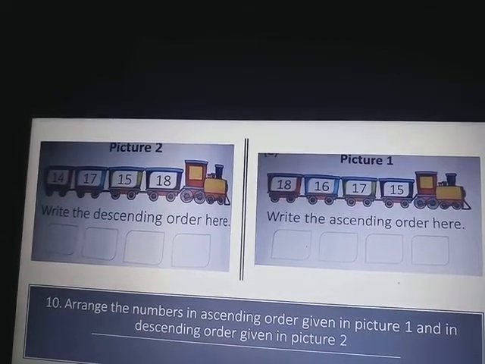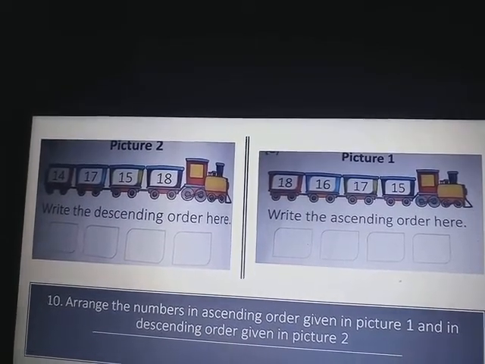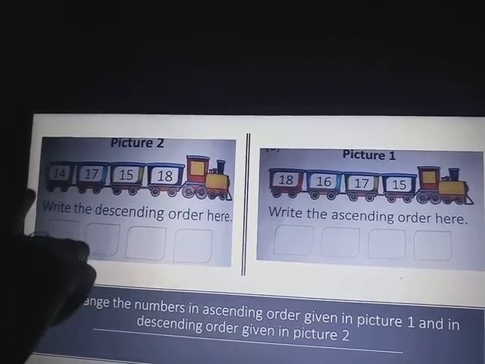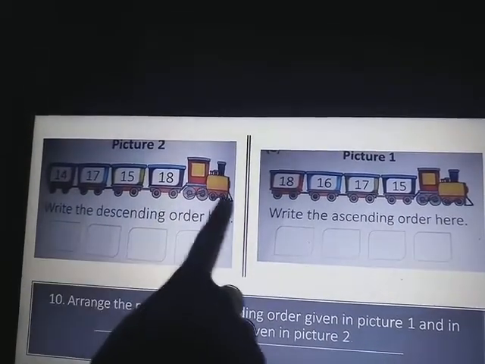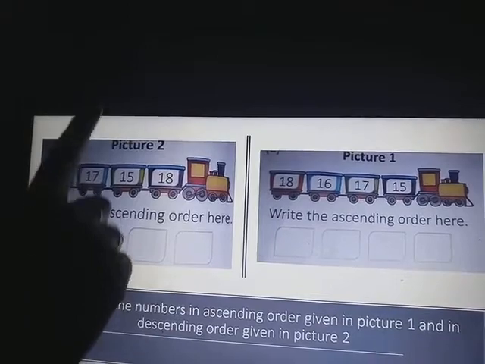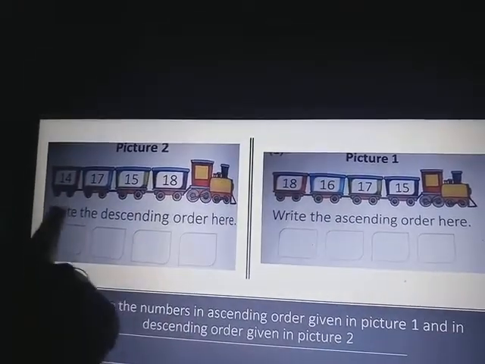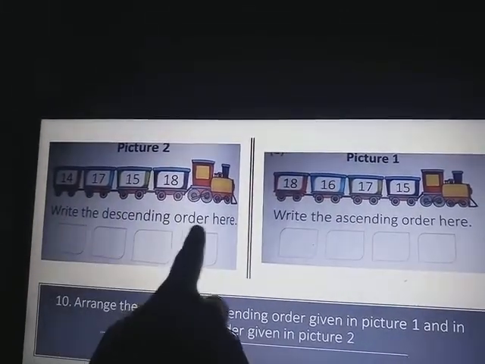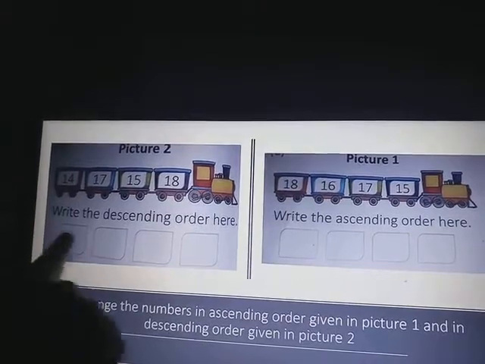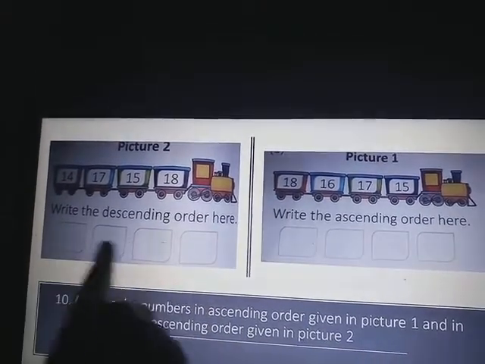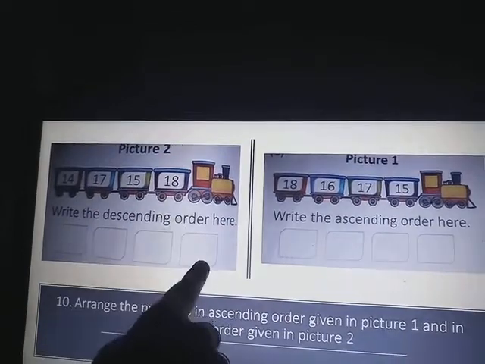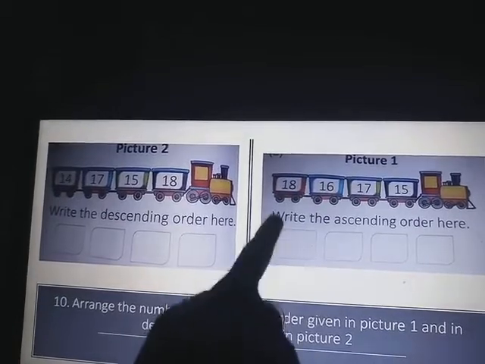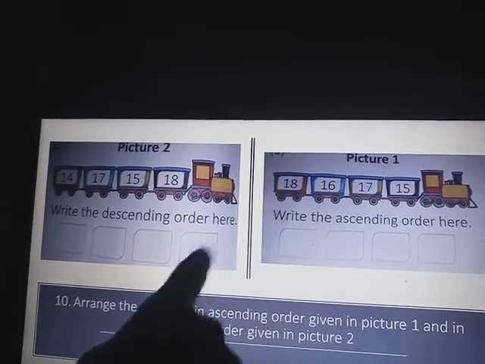Arrange the numbers in ascending order as given in picture 1 and in descending order as given in picture 2. Here is a train. You can see a train, no? 14, 17, 15, 18. In this, here you have to write. This is picture 2. Write the descending order here, largest to smallest. And here you have to write smallest to largest. Understood?